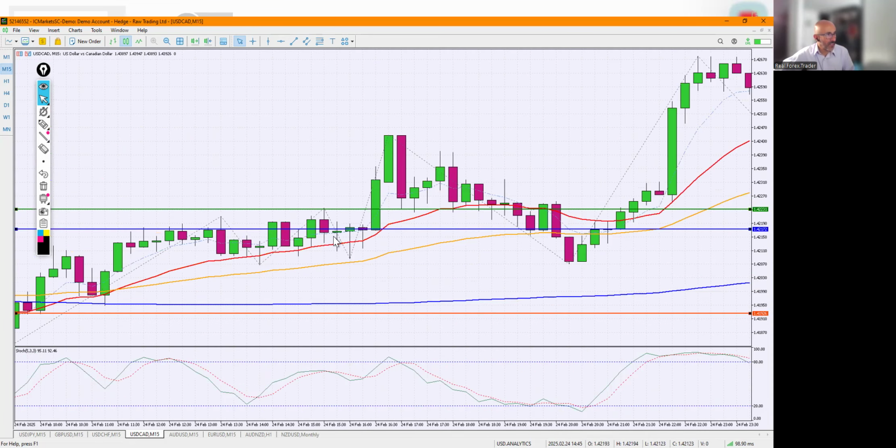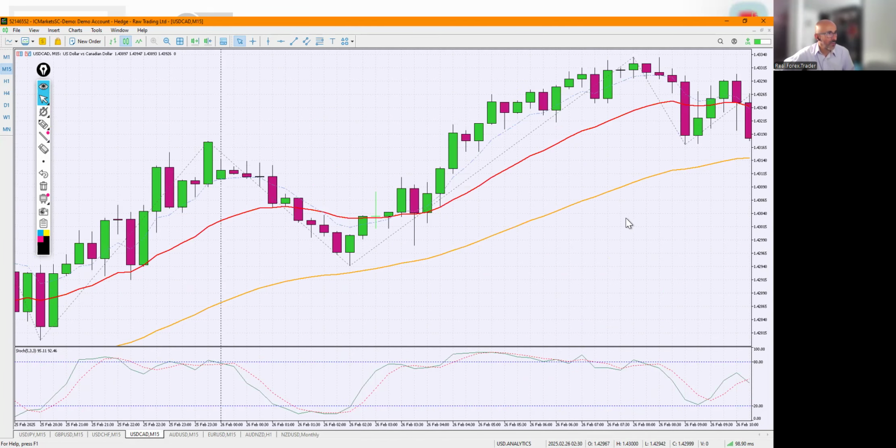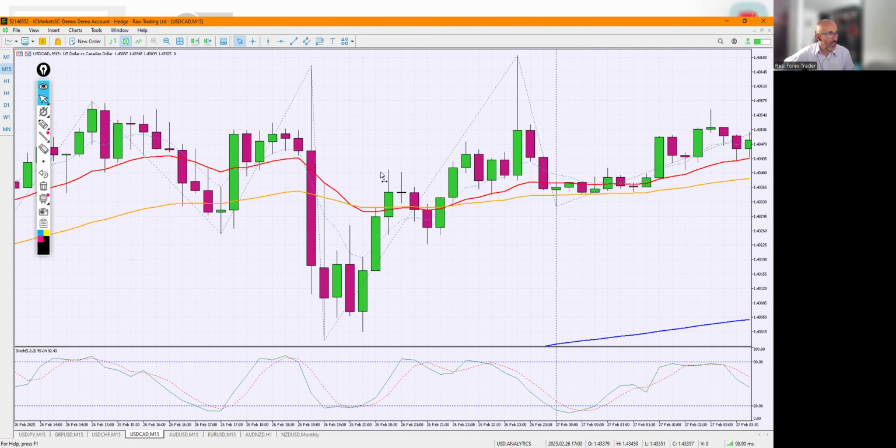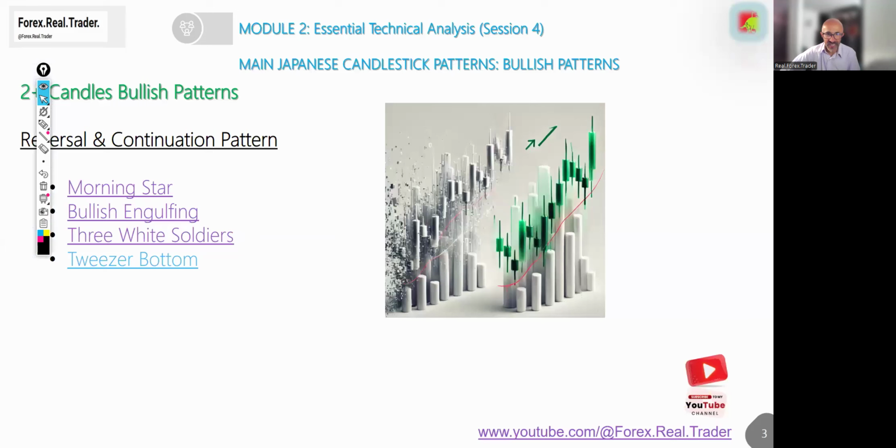And finally, the final Tweezer bottom that I found for this video was this one. Look at this. Pretty similar, okay? When you are detected here, but here with the confirmation, there was the cross here on the stochastics, and the direction was boom, right? So that's basically my dear traders, how we can identify and spot the Tweezer bottoms.